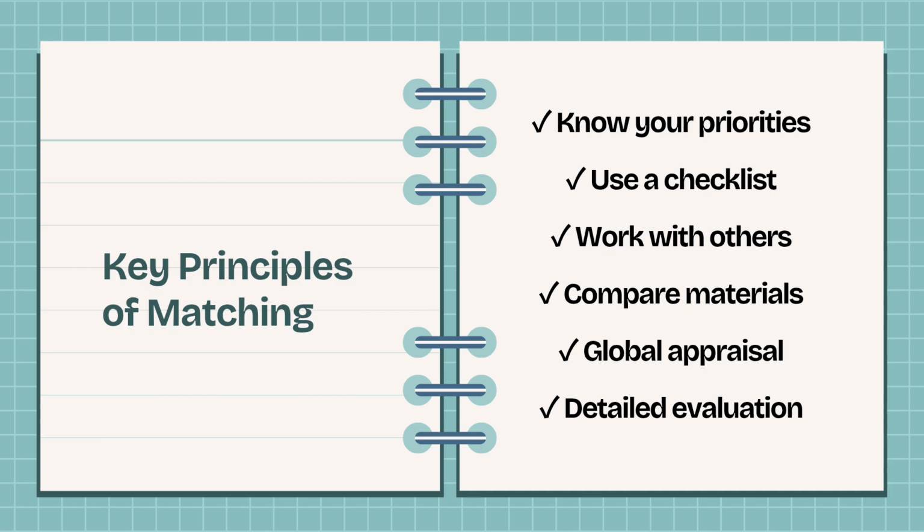Third, evaluation becomes more reliable when two or more people participate in the process. Fourth, we should compare different materials rather than evaluating only one. Finally, evaluation can be done at two levels. First, global appraisal, and second, detailed evaluation.